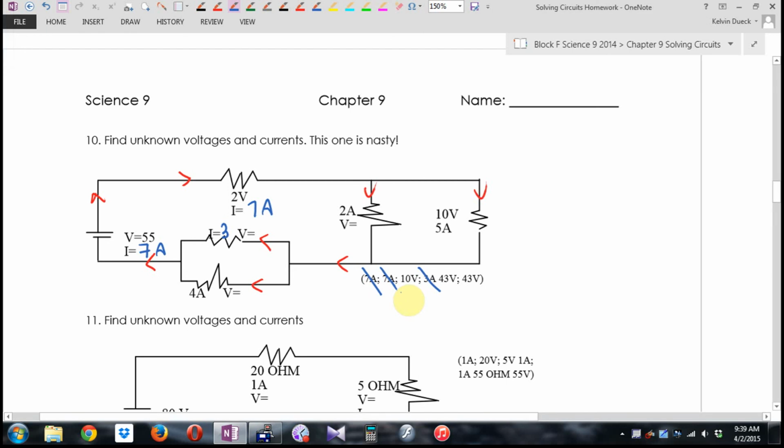All right. Voltages. How far from here? How many volts? Amelia, what? 10. Has to be. Why? Because same as that one.